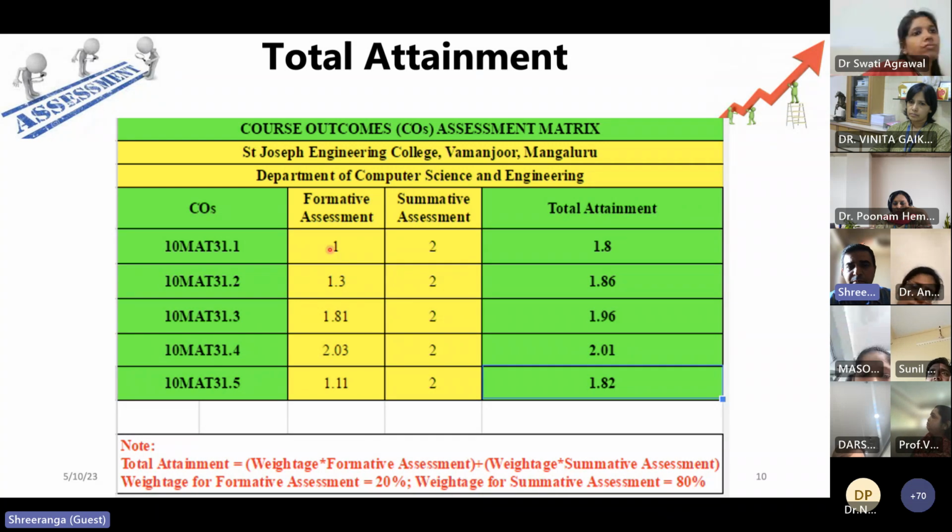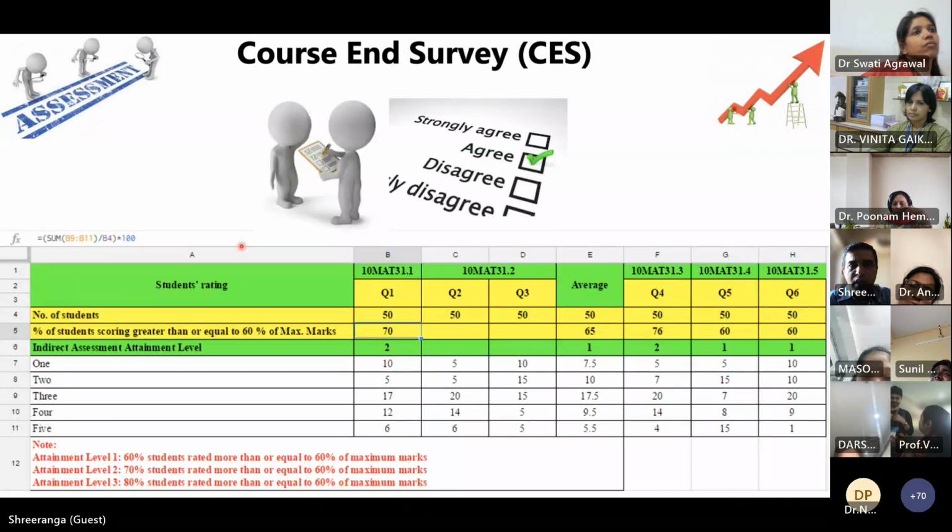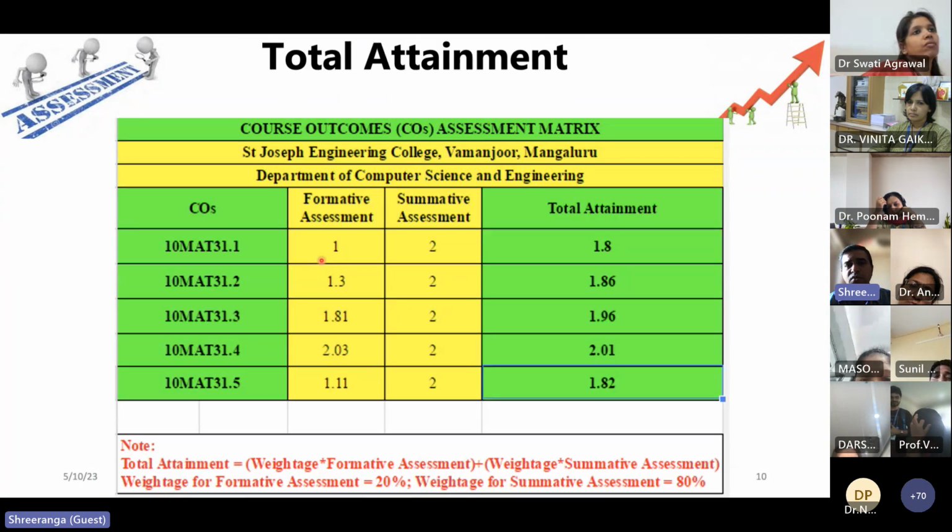So now let us say 50% each, then I am going to get the total attainment value. At the moment, for this one, I have shown 20% weightage for the formative assessment and 80% weightage, let us say, for the summative assessment. With that, I will be able to get a value which is the total attainment for a particular CO. After that, I will go for the course end survey. Whatever we have done so far is with respect to the COs, that is direct attainment. The total attainment we have got is from the formative assessment as well as the summative assessment.